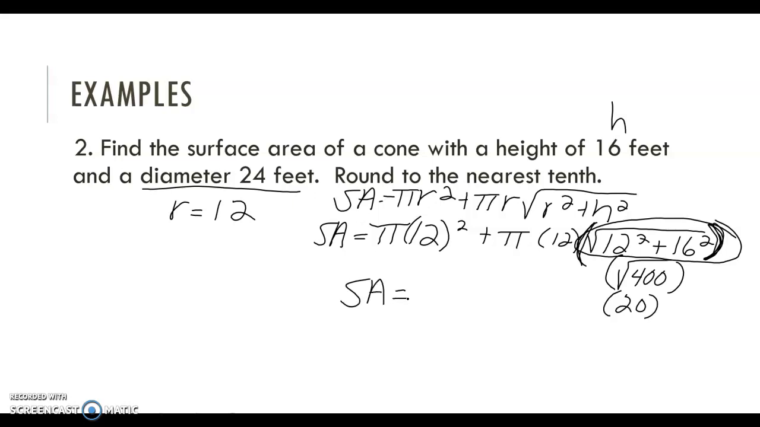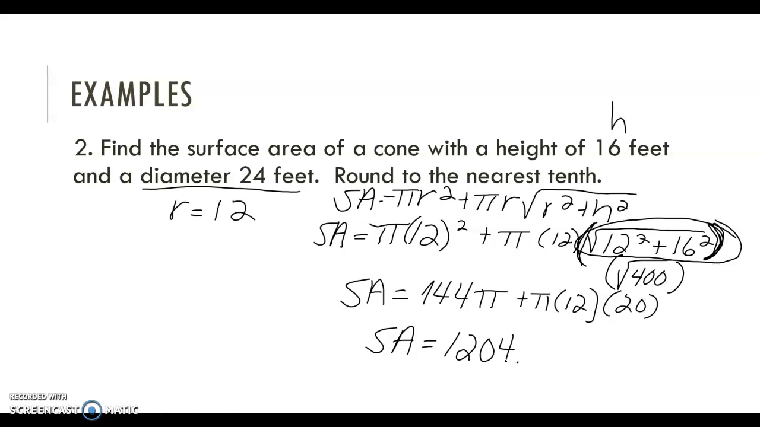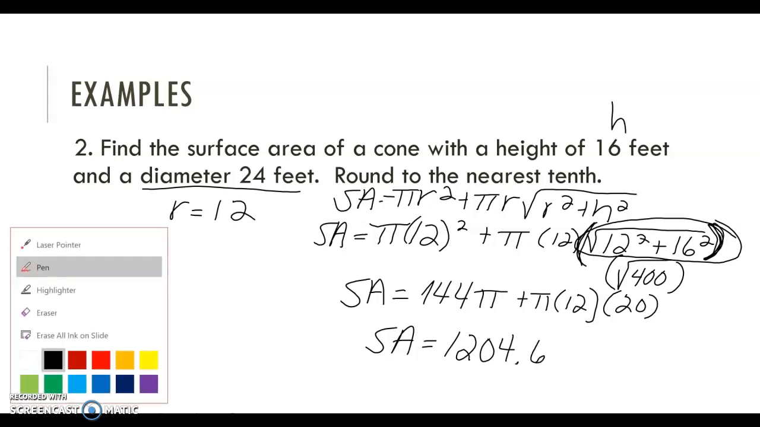So let me just bring everything down here from before. So 12 squared is 144. So I'm just going to call that 144 pi plus pi times 12 times 20. Now that's a lot easier to type into our calculator. Round our final answer to the nearest tenth, we get 1,204.6. Whoops, I did that backwards.